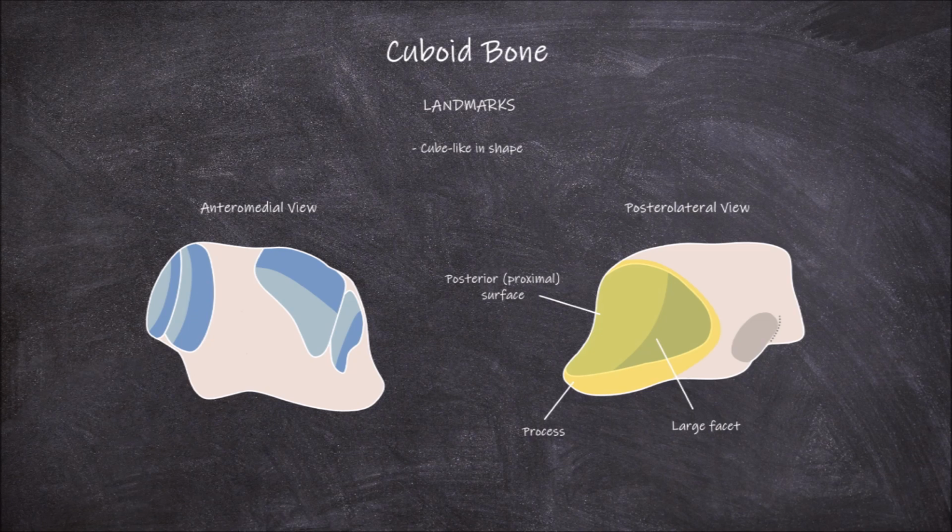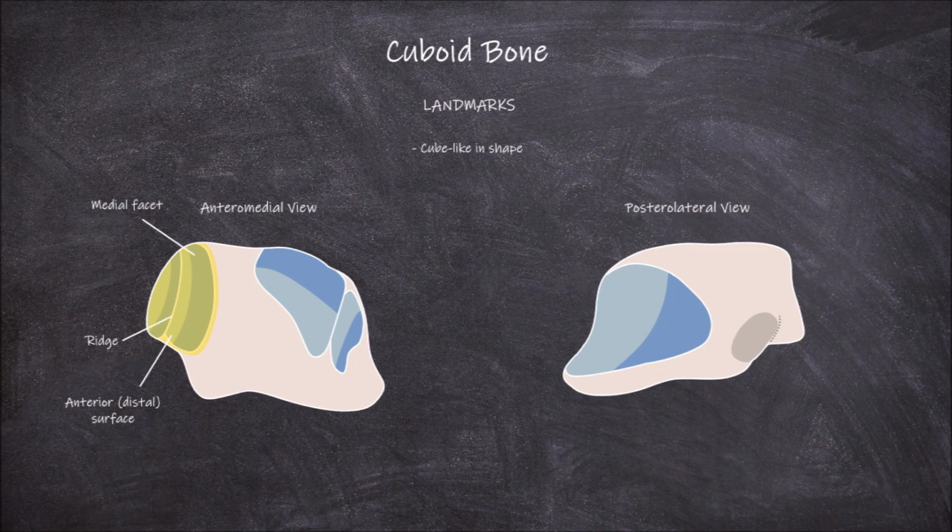The sixth and final surface is the anterior surface, also known as the distal surface. This surface has 2 facets on it that are divided by a ridge. The medial of these facets is for articulation with the 4th metatarsal bone. The lateral of these facets is for articulation with the 5th metatarsal bone.